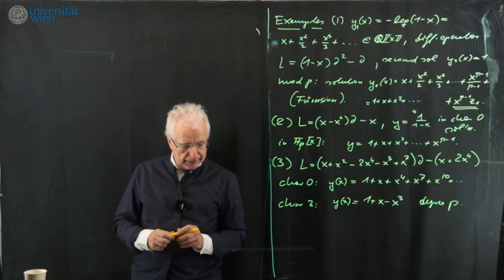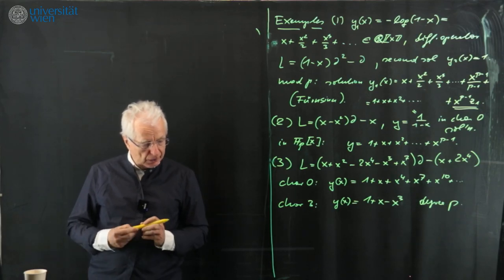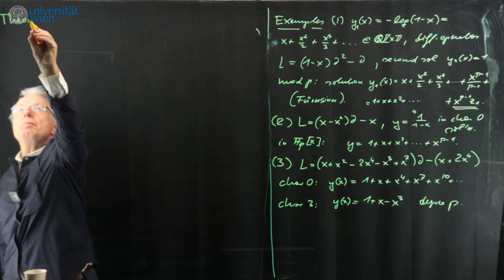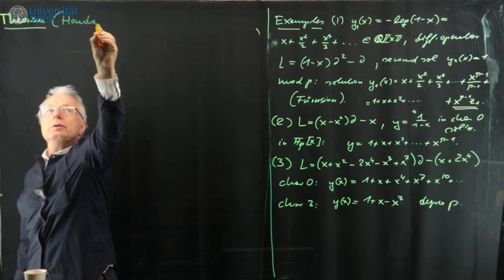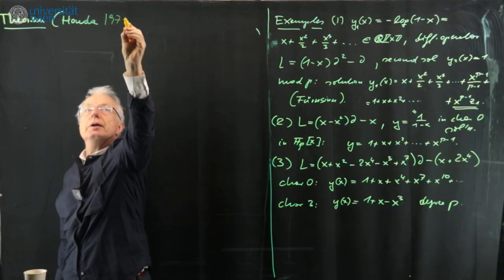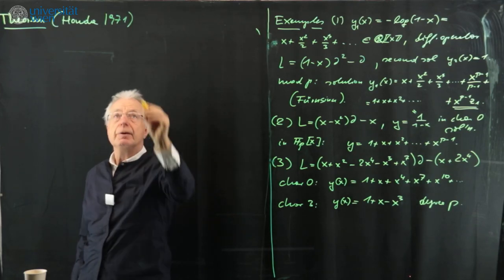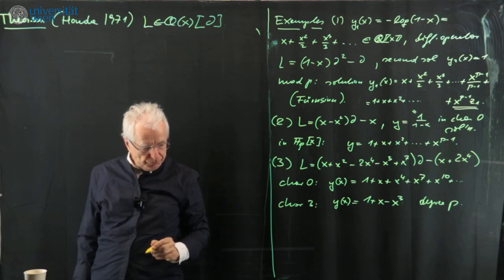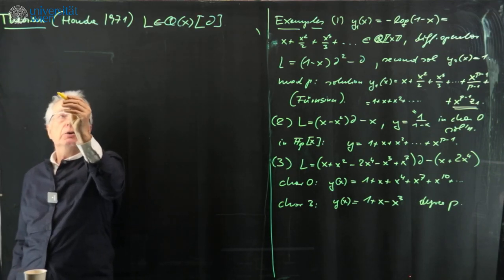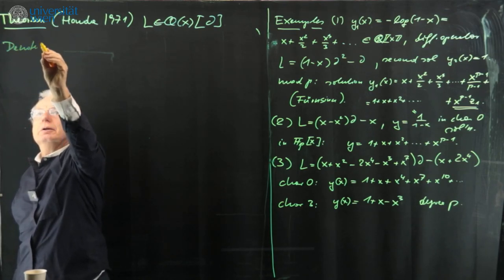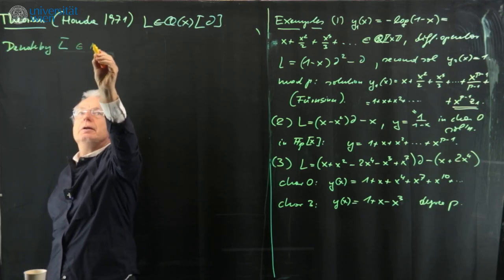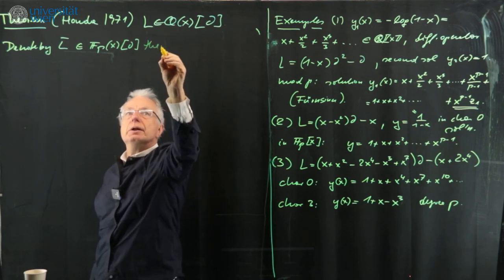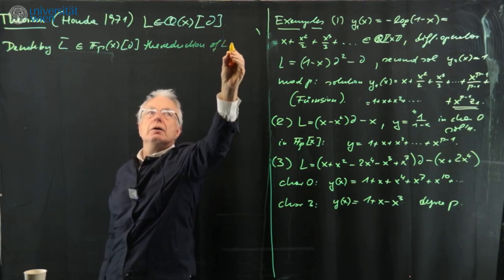So Honda now compares characteristic zero with characteristic p. So theorem. Honda 1971, I think, if I'm not mistaken. Or maybe that's not correct. Please don't blame me. We take L over Q, a differential operator. And I don't want to fix p, but I'd call the reduction just L bar. Denote by L bar in F_p(x)[∂] the reduction of L mod p. You can do it over number fields, but we don't need it.